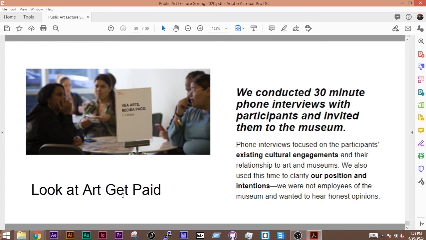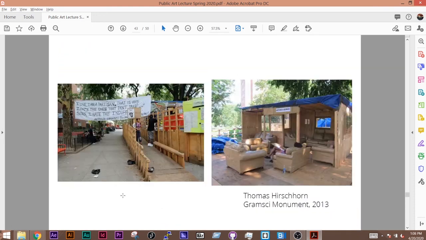And so it's interesting to think about this as a public intervention in a way to draw attention to the institutionality, but also the way that people are navigating and addressing their own relationship to cultural institutions. So this is a lot of work to think about.